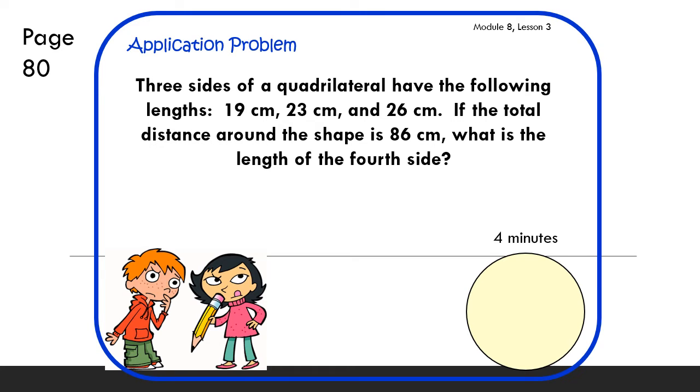You need to figure out how long this quadrilateral is so far with these first 3 measurements they give you. Once you have figured that out, you need to figure out what the fourth side is. So all of those 4 sides are equal to 86 centimeters. Working for about 4 minutes. Ready, set, go.